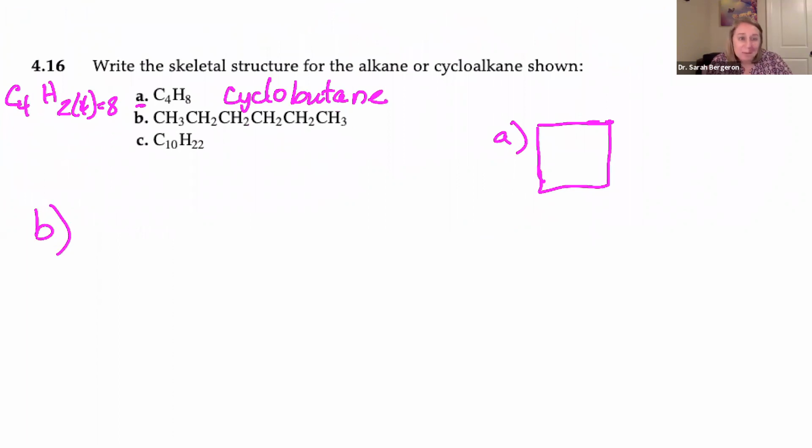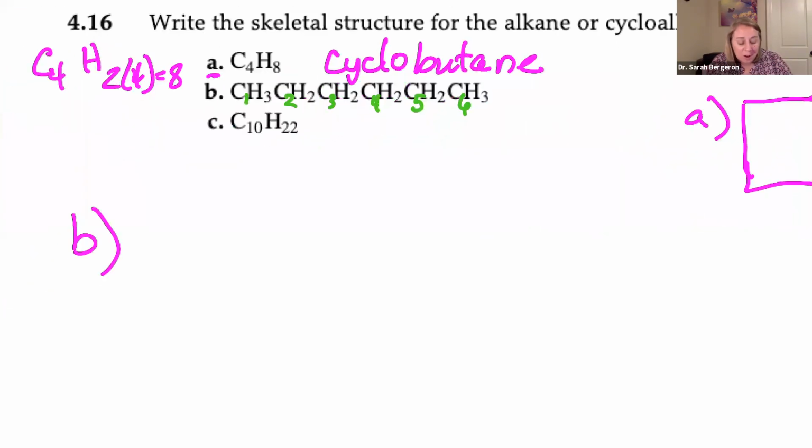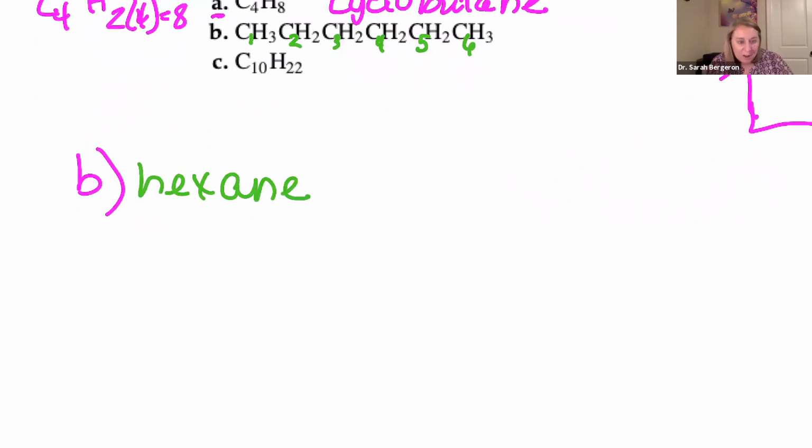All right, B. So if I'm going to name this, right, because I love to name them. Let me change my color. So let's see how many carbons I have. 1, 2, 3, 4, 5, 6. So I have 6 carbons. So that is, and it's a straight chain. So it is hexane. So I'm going to draw 6 carbons.